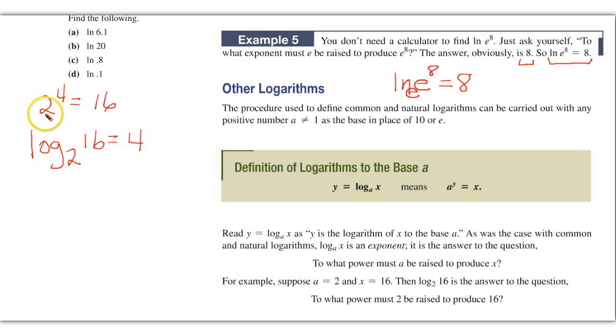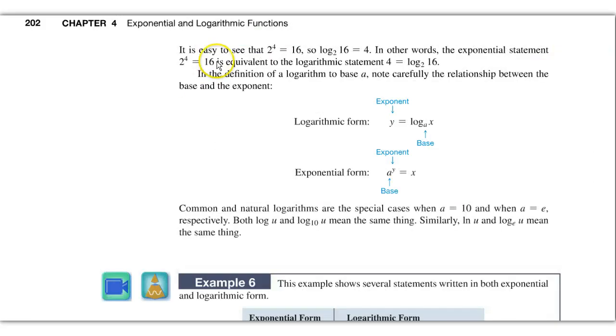So we have been using base 10 here, or base e. Now we're using base 2. 2 is our base. 4 is the exponent, and 2 to the 4th power is 16. So we write it in logarithmic form, log base 2 of 16 equals 4. Remember, 2 is the base, 4 is the exponent, 16 is the answer. And this is what they're going about here. And more explanation here.